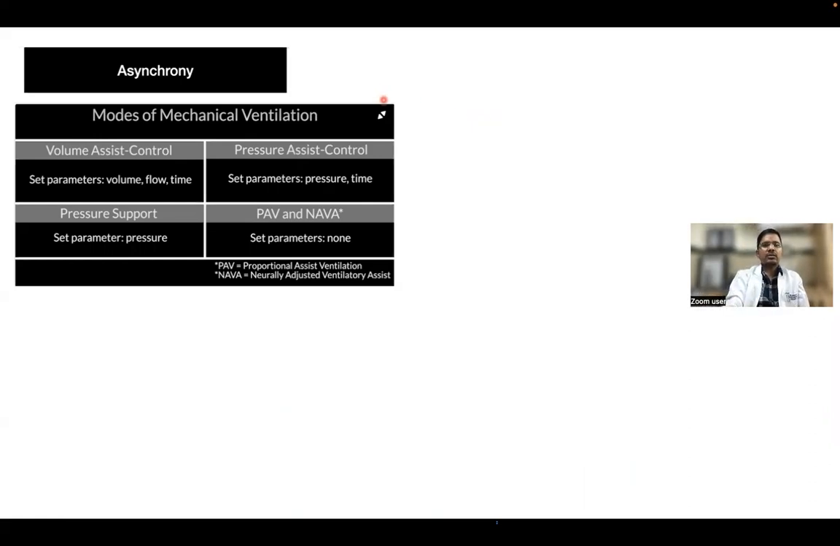So basically, a lot of asynchrony could happen. Suppose in these modes of mechanical ventilation, we do volume assist control, pressure control, and so on. In volume assist control, we set three parameters: time, flow, and volume. With pressure assist control, we control pressure and time. And in pressure support, we control only the pressure.